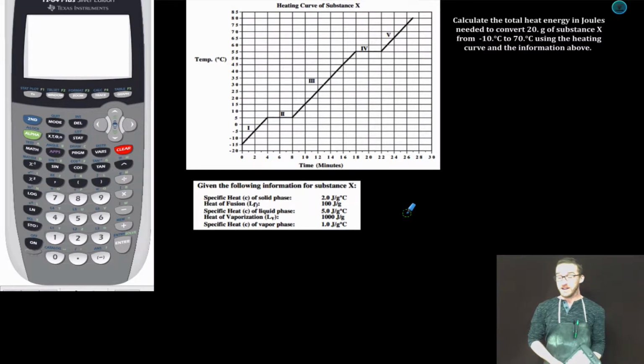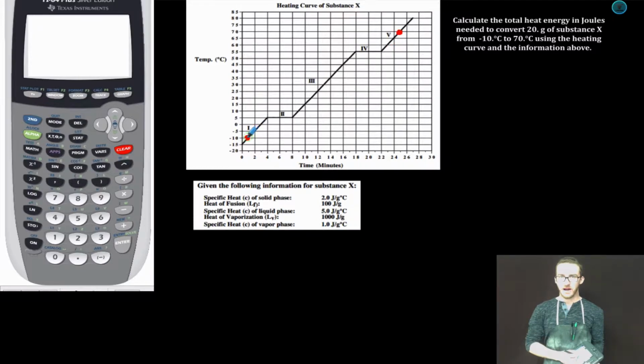Let's take a look at an example problem in which you're using a heating curve. Calculate the total heat energy in joules needed to convert 20 grams of substance X from negative 10 degrees Celsius to 70 degrees Celsius using the heating curve and the information provided. All right, let's take a look at this heating curve. We're thinking about 20 grams of this substance initially at negative 10 degrees Celsius, and we want to know how much heat is required to get the 20 grams up to 70 degrees Celsius.